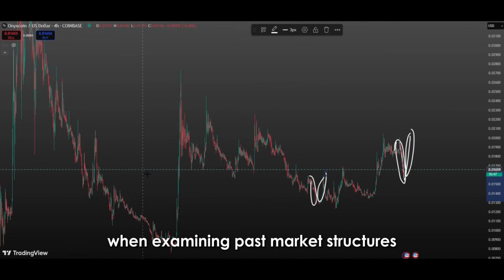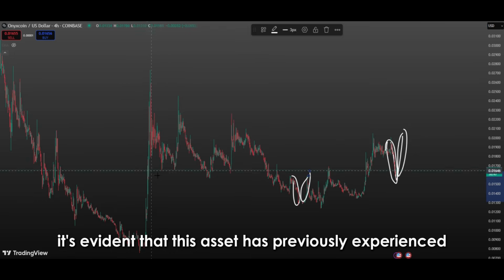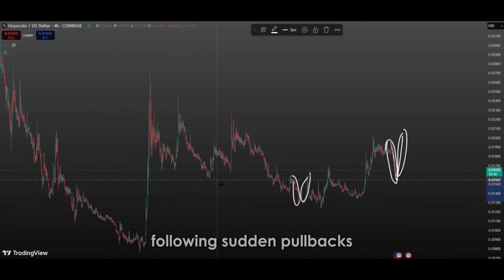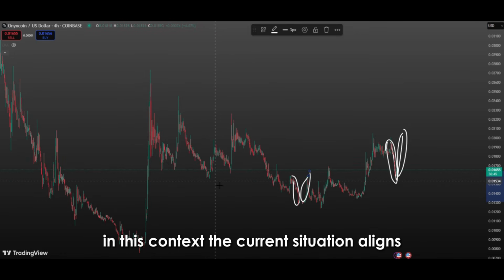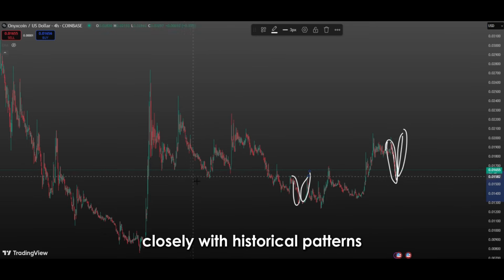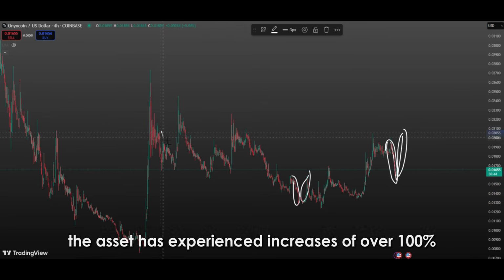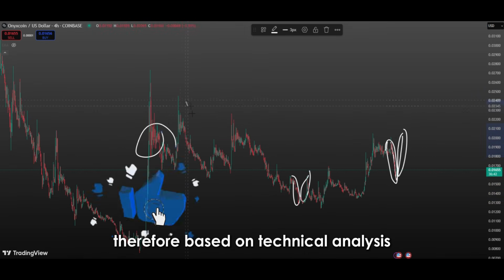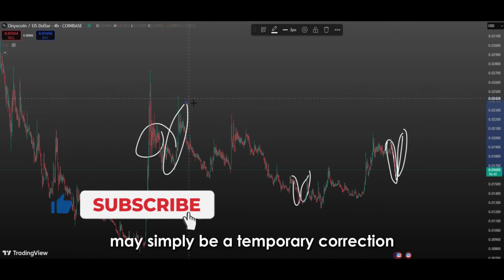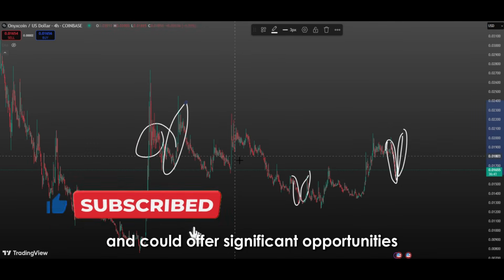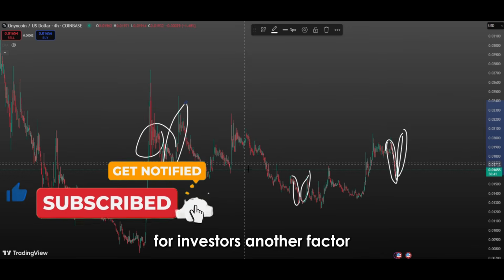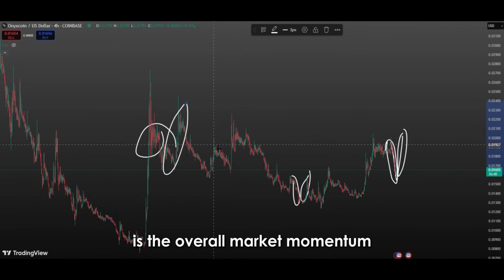When examining past market structures, it's evident that this asset has previously experienced sharp upward spikes following sudden pullbacks. In this context, the current situation aligns closely with historical patterns. Notably, there are historical data points showing that after such drops, the asset has experienced increases of over 100%. Therefore, based on technical analysis, the current decline may simply be a temporary correction and could offer significant opportunities for investors. Another factor that strengthens this scenario is the overall market momentum.